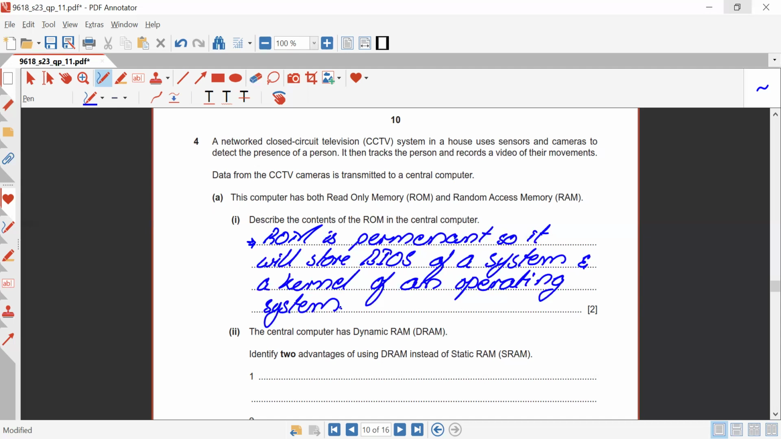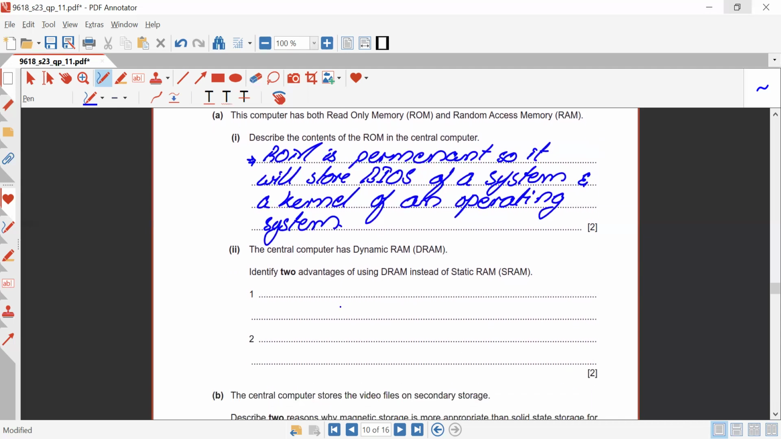Okay, the central computer has a dynamic RAM, DRAM. Identify two advantages of using the dynamic RAM instead of a static RAM. Now you need to tell what is the benefit of a DRAM instead of a SRAM. Obviously, if it's a dynamic RAM, it will cost less as compared to the SRAM, as well as there will be a higher storage density. So you may write it down. Higher storage density. And the other one you can write down, cost less.